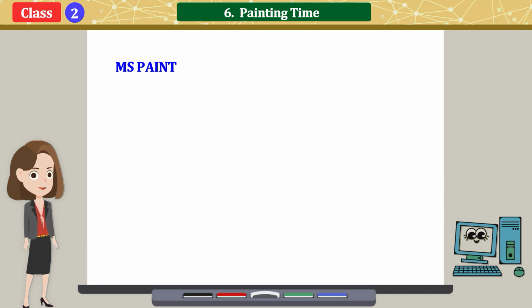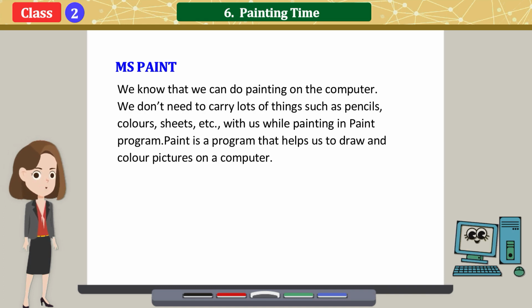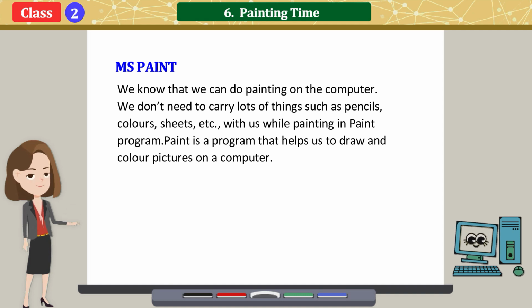MS Paint. We know that we can do painting on the computer. We don't need to carry lots of things such as pencils, colors, sheets, etc. with us while painting in Paint program. Paint is a program that helps us to draw and color pictures on a computer.